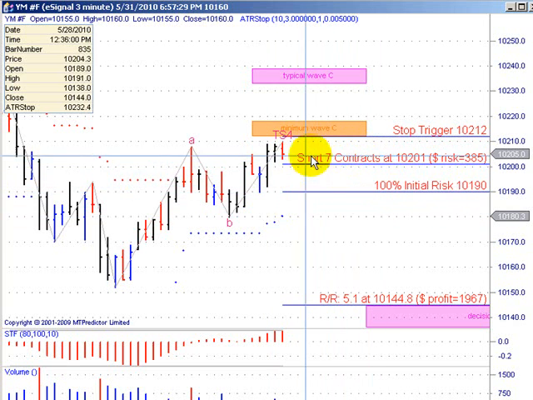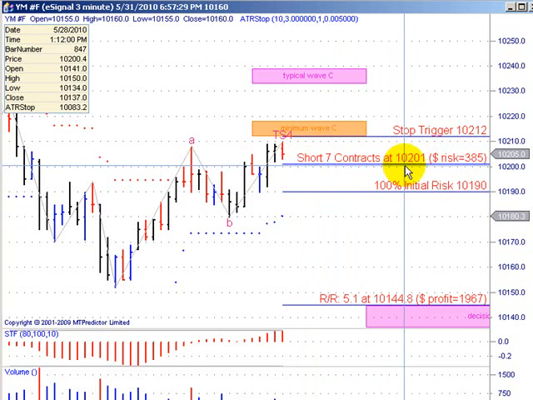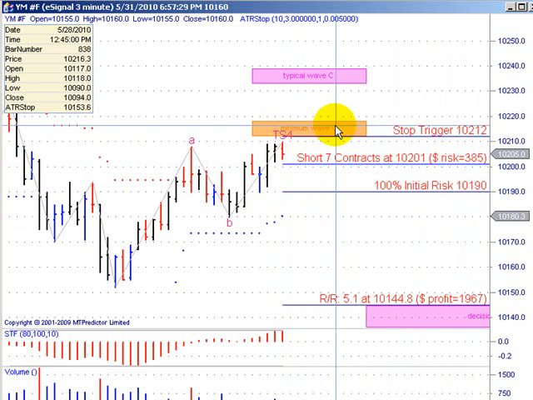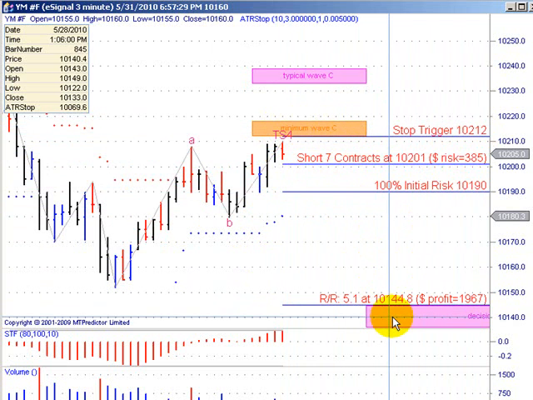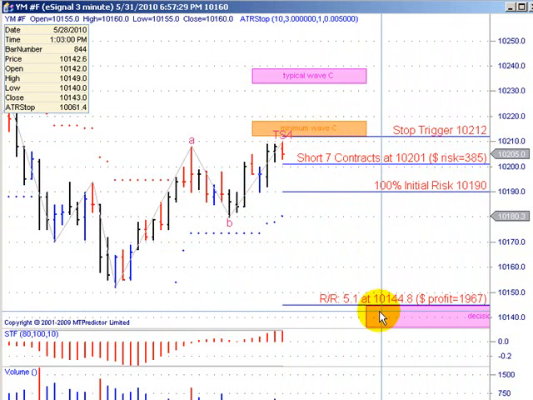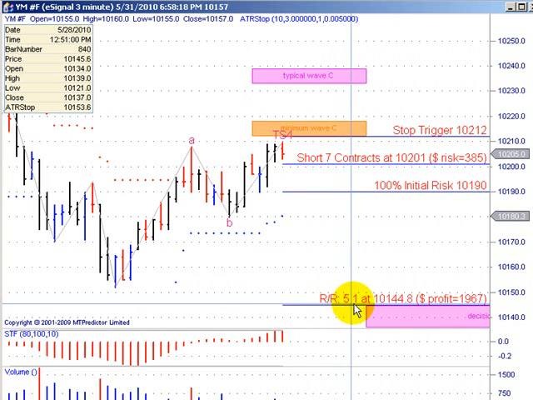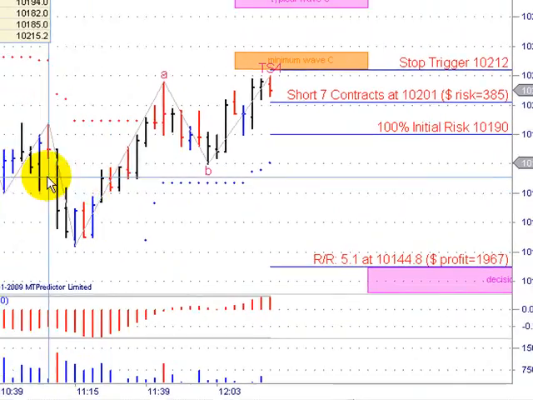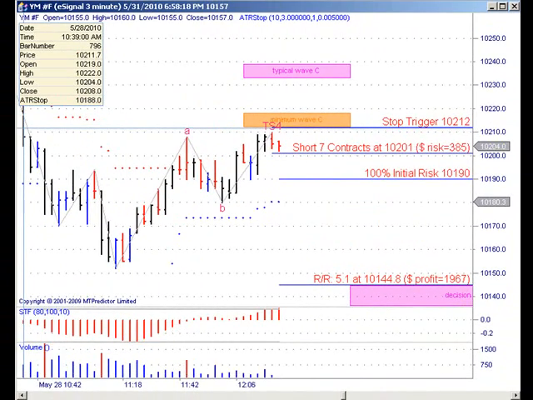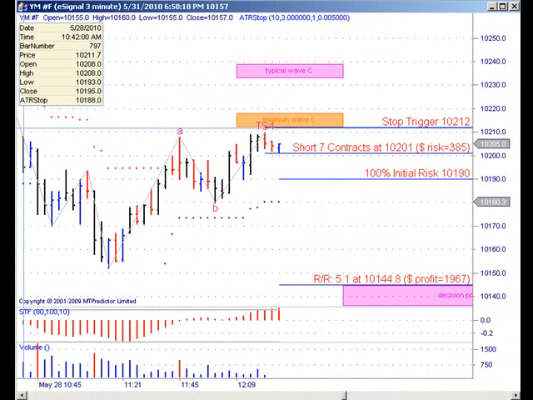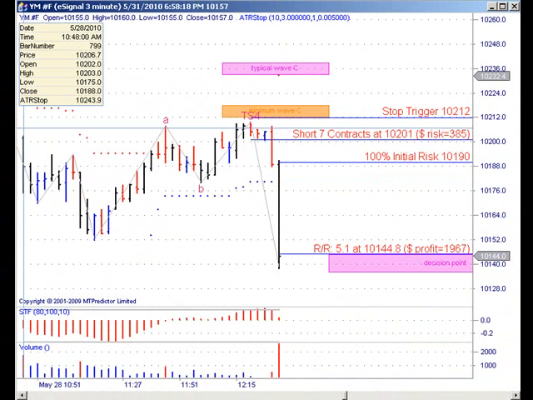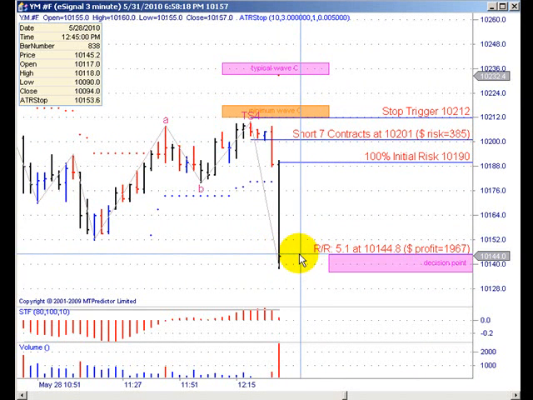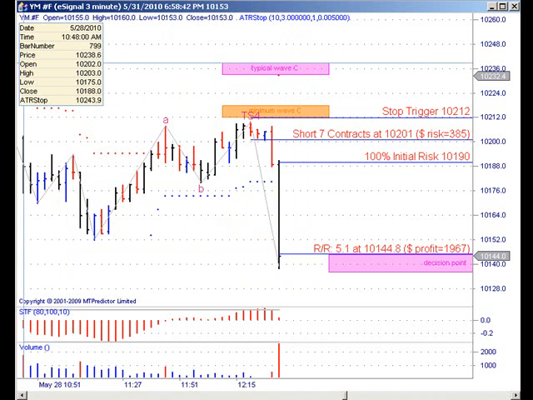And it told us we could short 7 contracts at 10,201 with a stop at 10,212. You can see the resistance area came up into this minimum wave C area, and it gives us our target down here at the decision point of 5.1 to 1 risk to reward, or potential profit of $1,967. So there the trade was entered and very quickly hit the 5 to 1 target within just a matter of minutes.